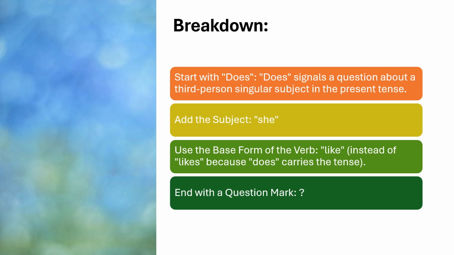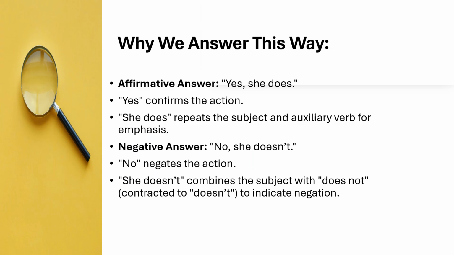Breakdown of the question form. Start with does. Does signals a question about a third person singular subject in the present tense. After that, add the subject she. Use the base form of the verb like instead of likes because does carries the tense, and at the end, a question mark.